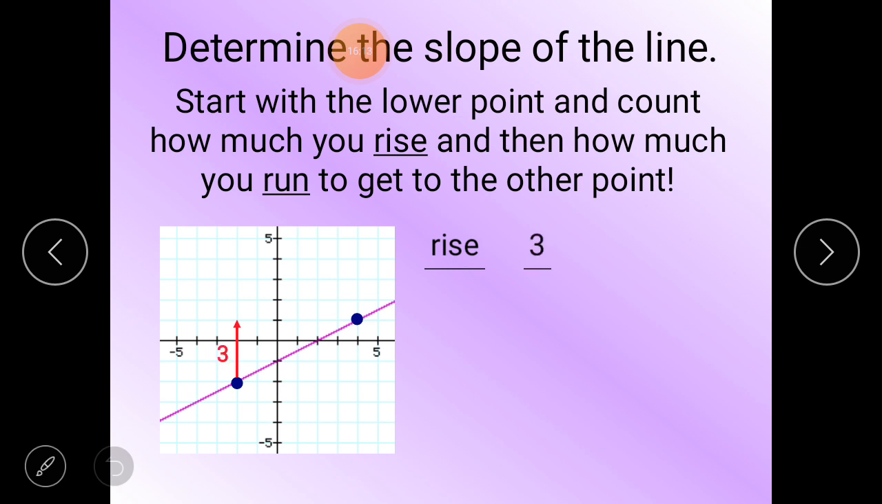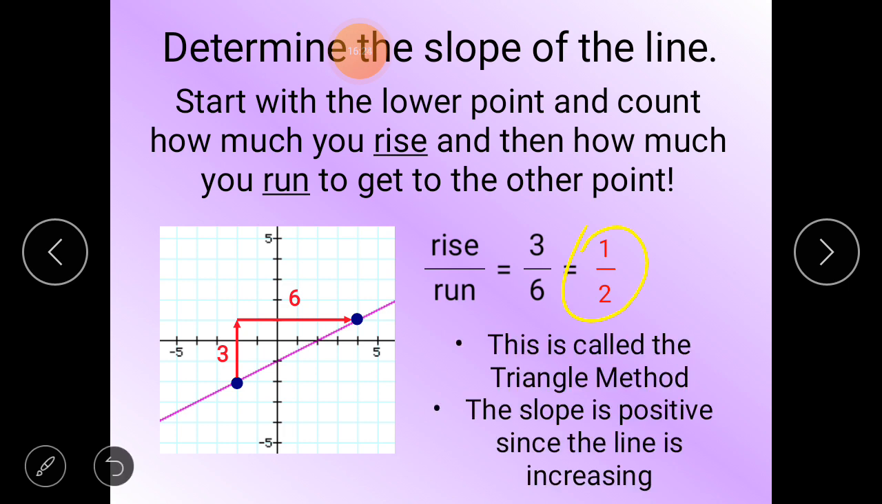So rise is 3, run is 6. So reduce to the lowest term, so 1 half. This is called the triangle method. The slope is positive since the line is increasing.